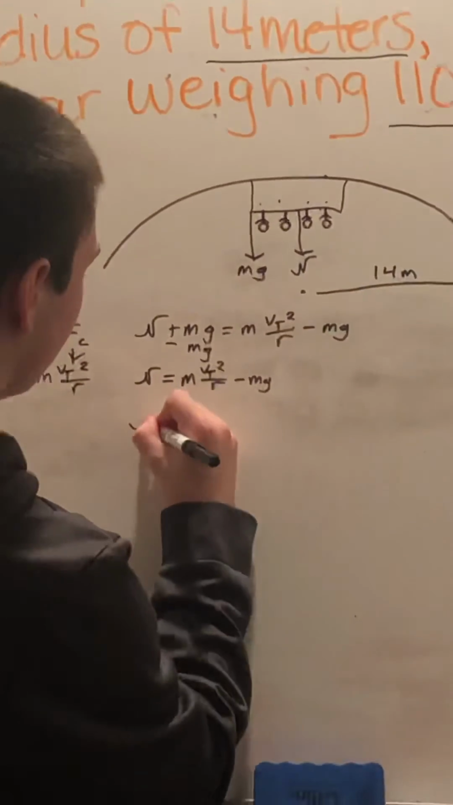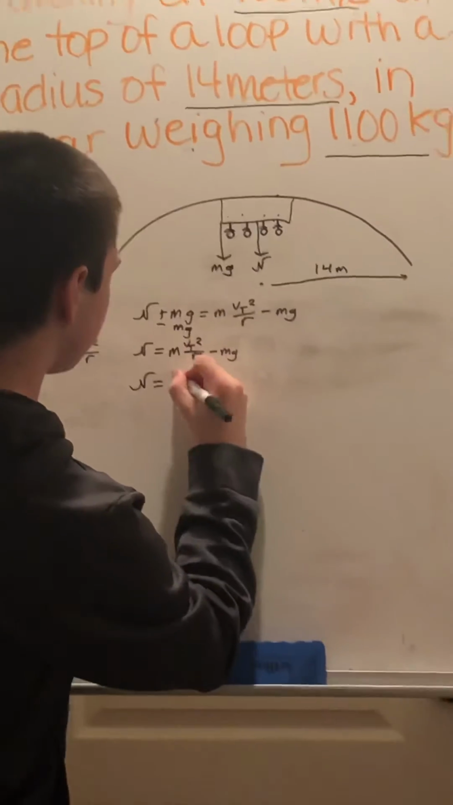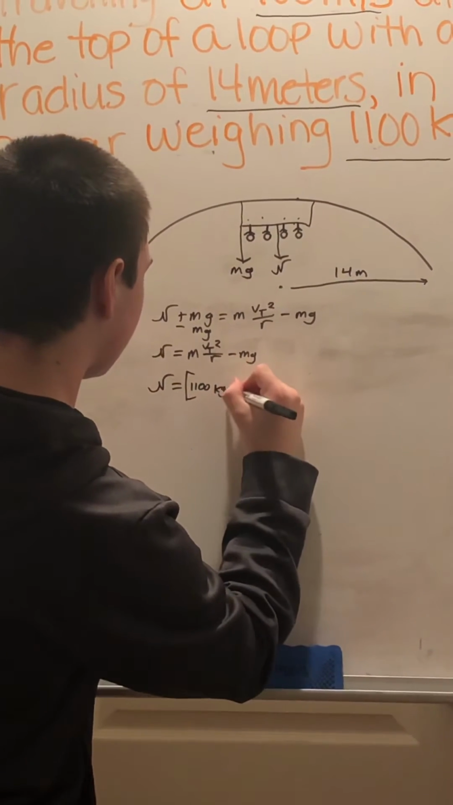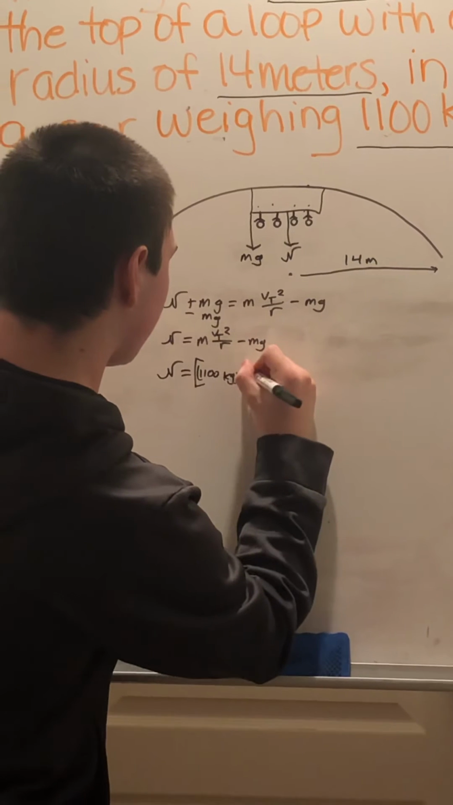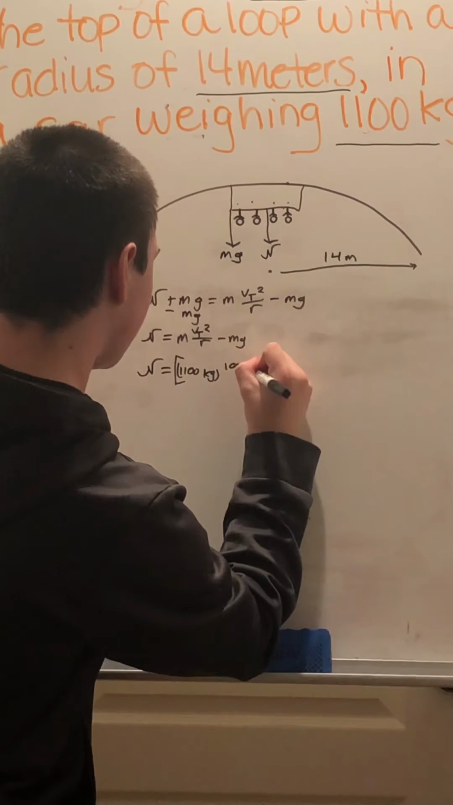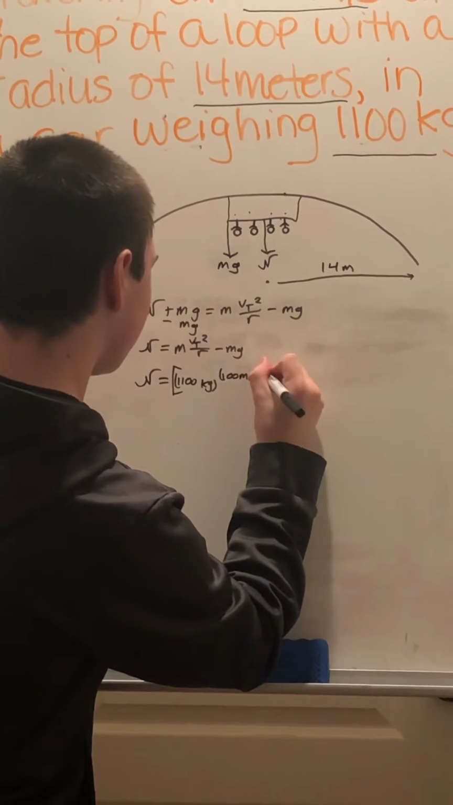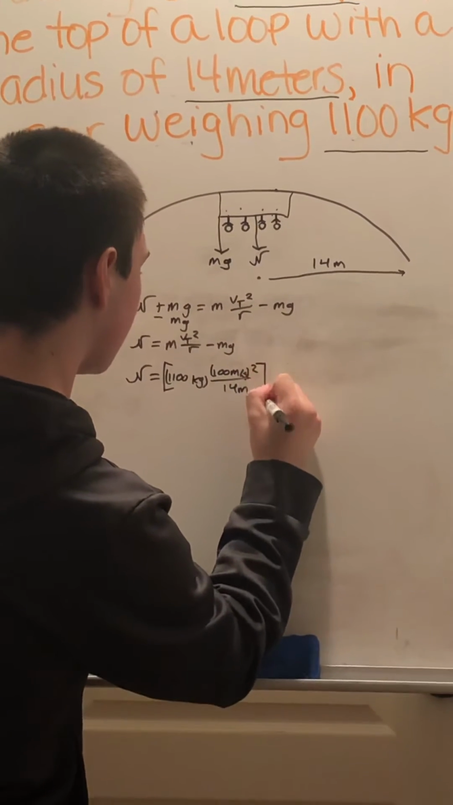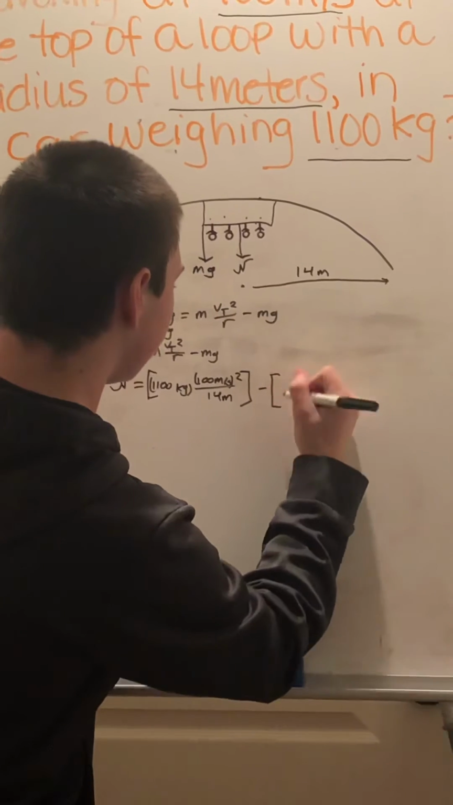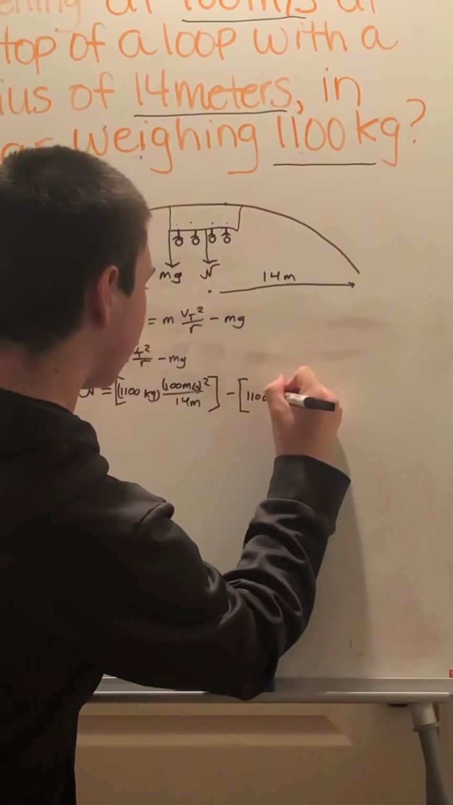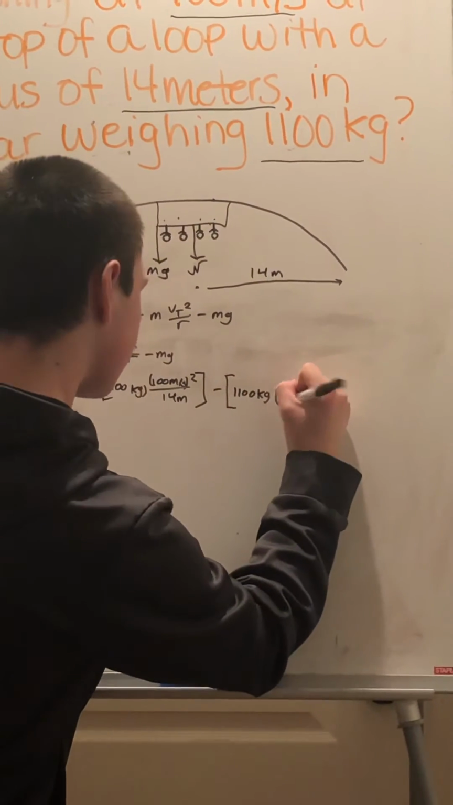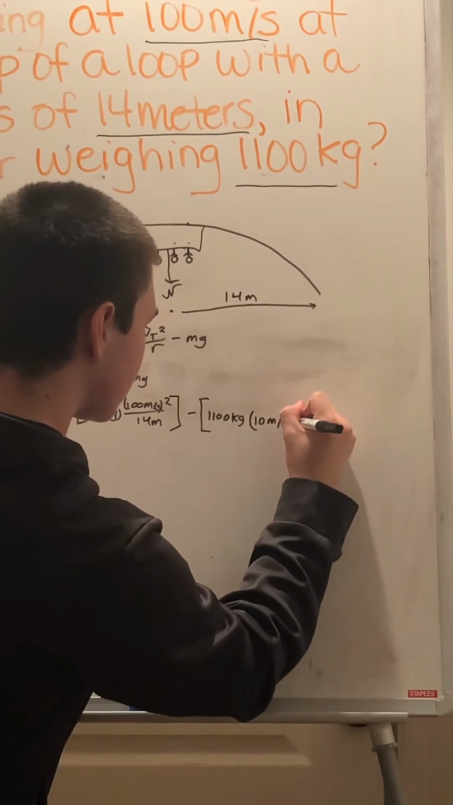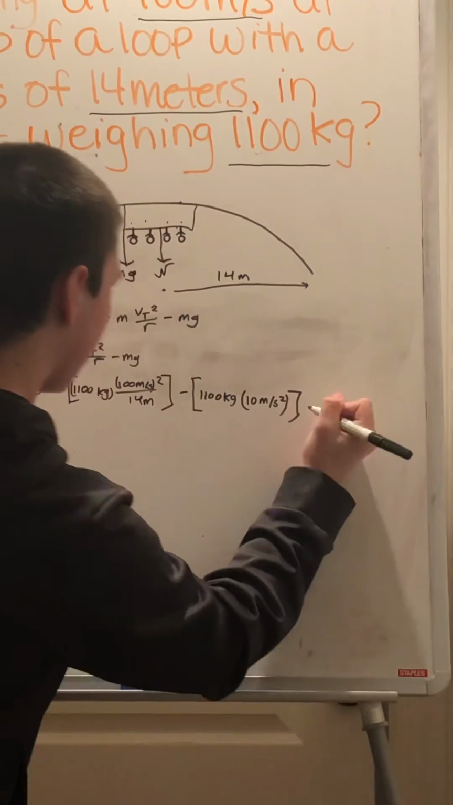So now we have normal force equals the mass, which is 1,100 kilograms, times the velocity tangent, which is 100 meters per second squared, over the radius of 14 meters, minus the mass, which is, again, 1,100 kilograms, times the gravity, which in this case we will round up to 10 meters per second squared, put brackets around that.